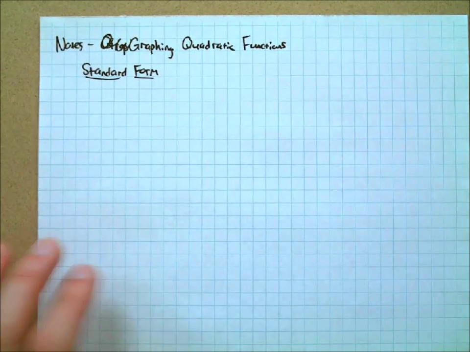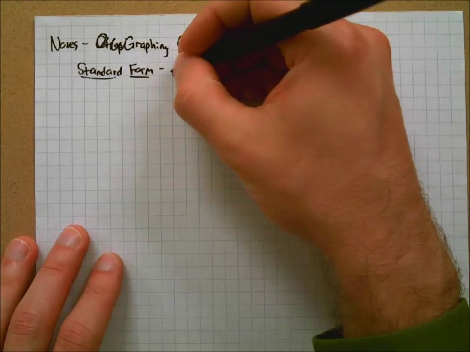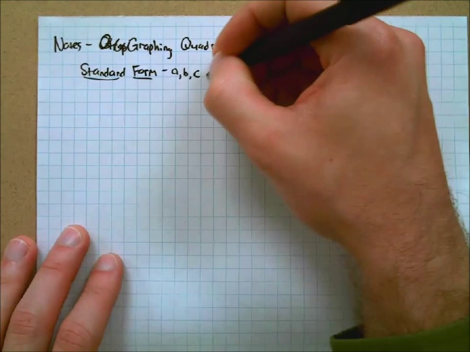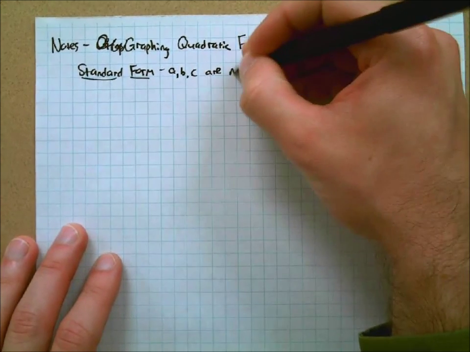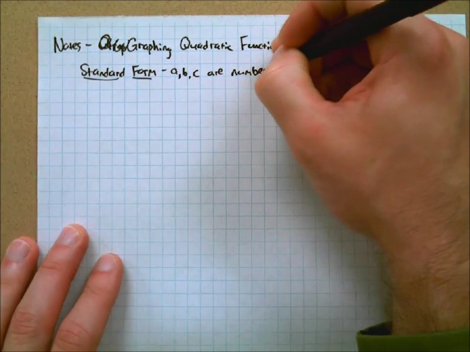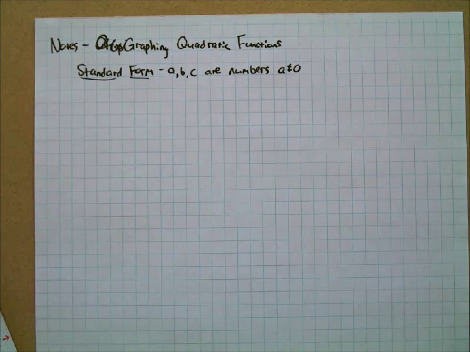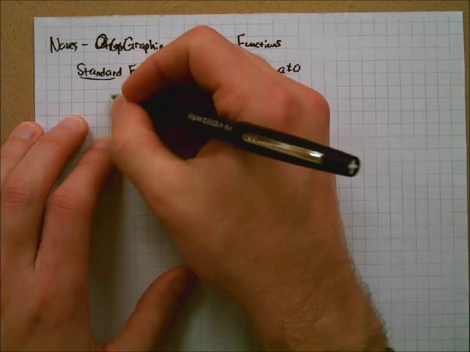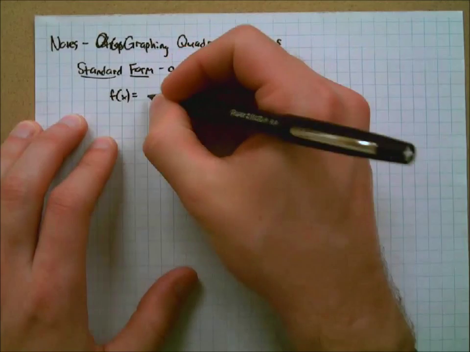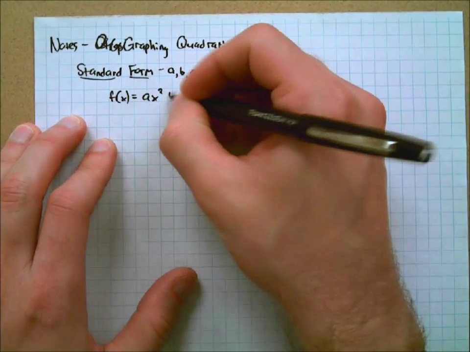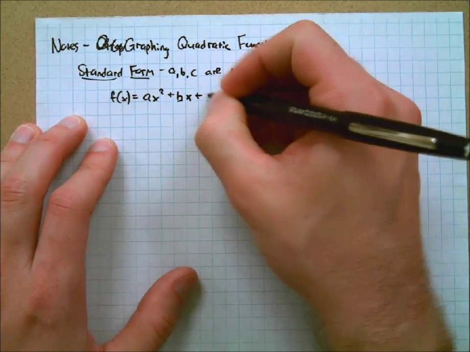Okay, and A is not equal to 0. So A, B, and C are just going to be numbers, right? A is not equal to 0. And so we have something like this: AX squared plus BX plus C. Right. Okay.